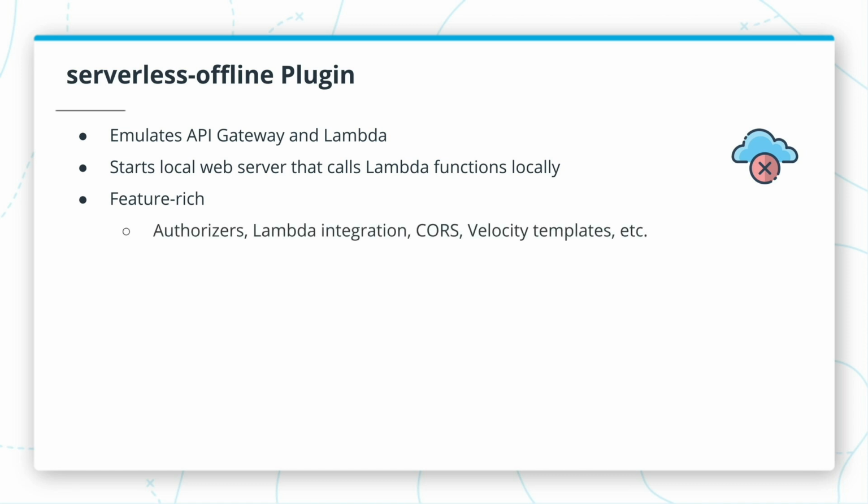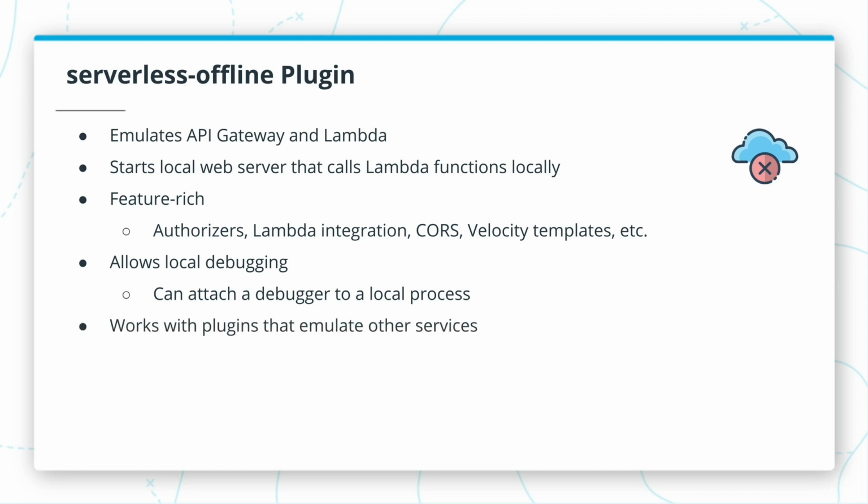And this is quite a feature-rich plugin. It supports authorizers, Lambda integration, CORS, velocity templates, and so on. By using Serverless Offline, we can use local debugging: we can attach a debugger to a local process, step through functions, and try to find the root cause of an issue we want to debug. In addition to that, it can also work with plugins that emulate other services, because if we run our application locally, we might want to emulate services like DynamoDB, Kinesis, SNS, and so on.